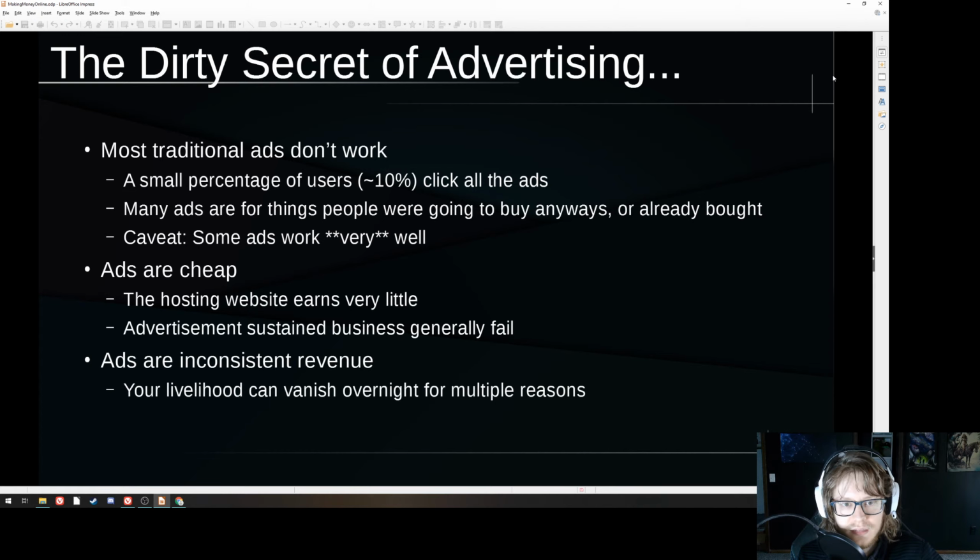Alright. So the dirty secret of internet advertising is that most of it doesn't really work. Most traditional ads don't work in general. There is only a small percentage of people that click all the ads.